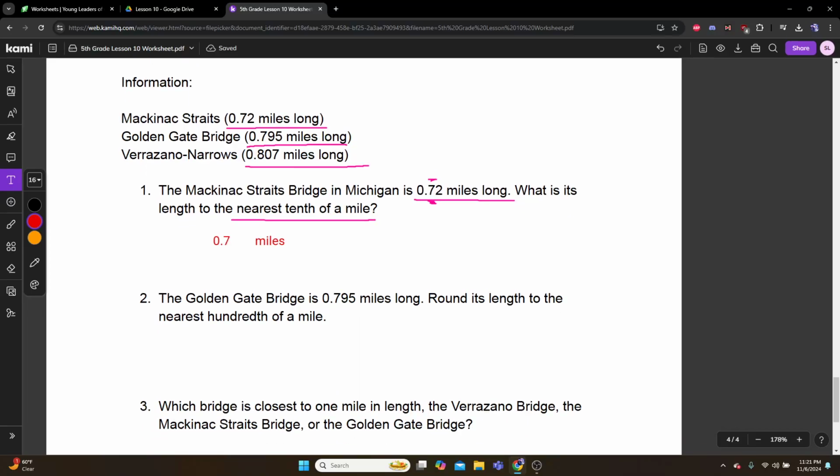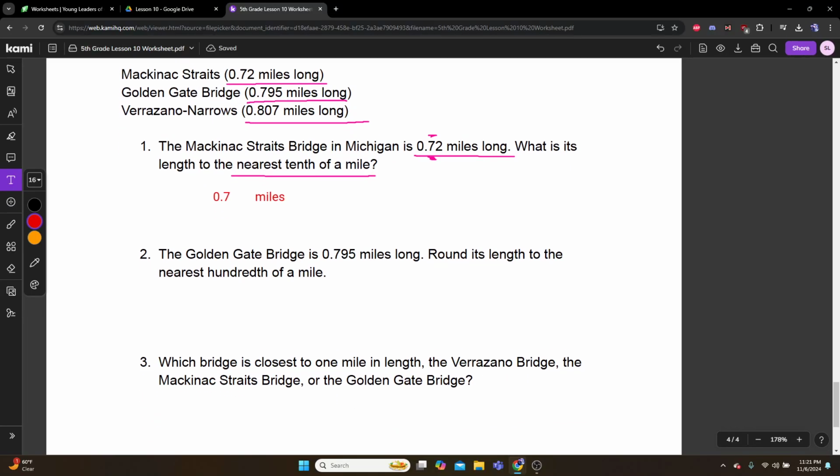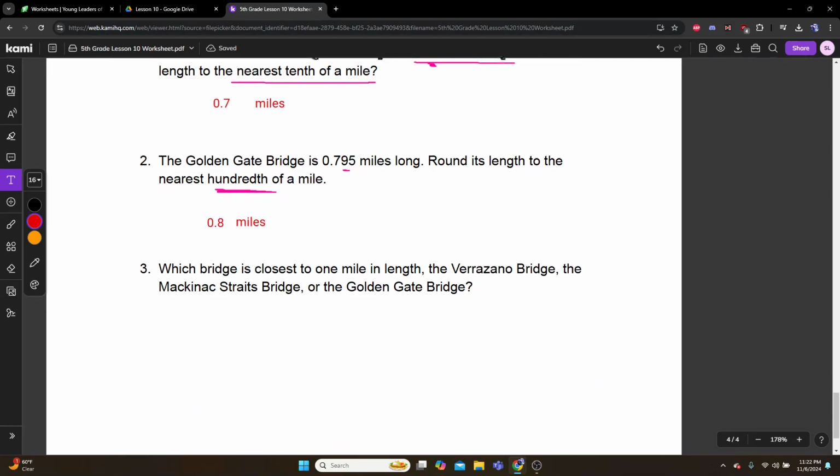And then number 2, the Golden Gate Bridge is 0.795 miles long. Round its length to the nearest hundredth of a mile. So now in this case, we're rounding to the nearest hundredth. So it would be 1, 2, so we're rounding to the 9 here. And then since it's 5, we would round up, so this would become 0.8 miles.